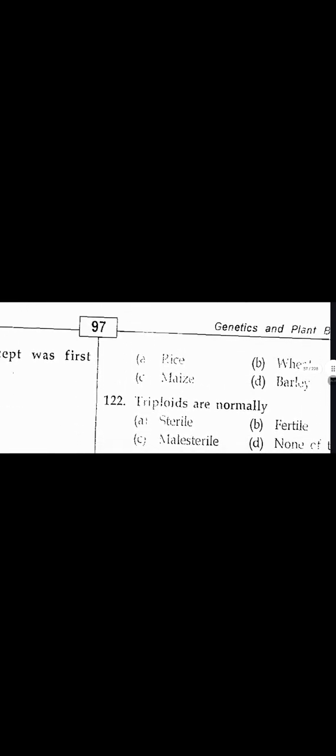Question number 119. An amphidiploid between Brassica nigra and Brassica campestris is, that is option C, yes, Brassica juncea. Question number 120. Who made the first intergeneric cross between bread wheat and rye? I know it's option B, yes, Rimpau in 1928. Question number 121. The BTT is associated with, yes, option D, barley.